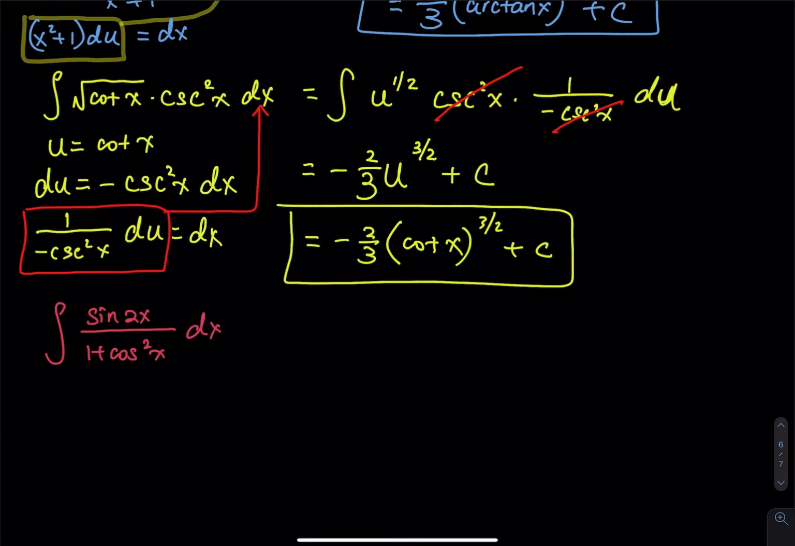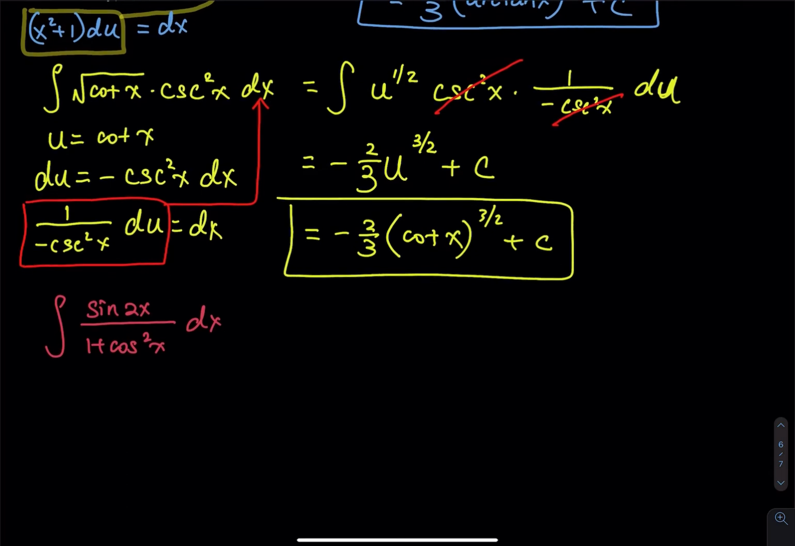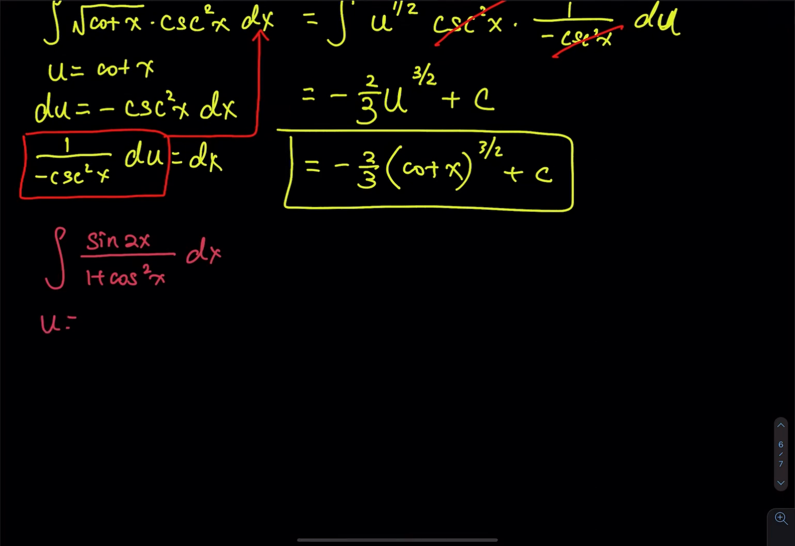So for this one, should I let u be the cosine, or sine 2x, or what? For this one, I am going to let u be 1 plus cosine square x. So u equals 1 plus cosine square x. I know that is not obvious. That's why I picked this problem, and that's why you have to do your homework.